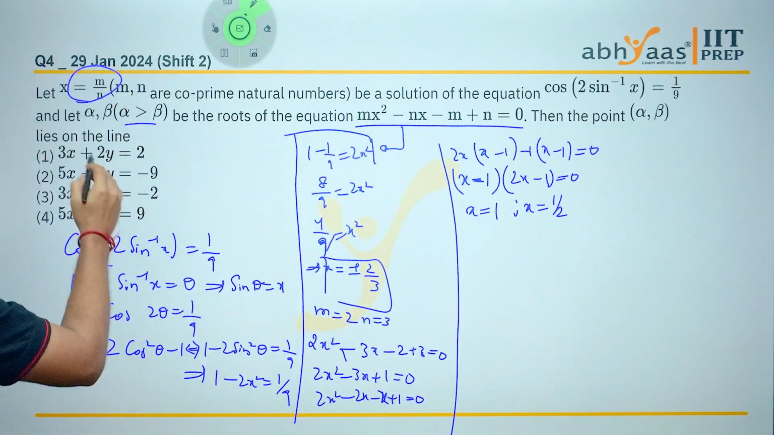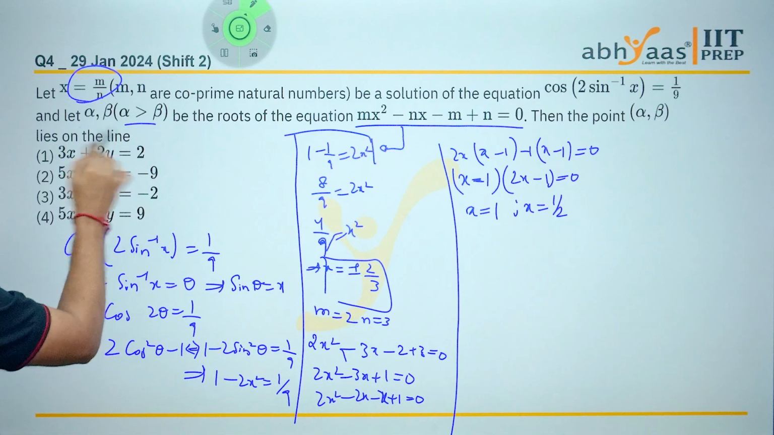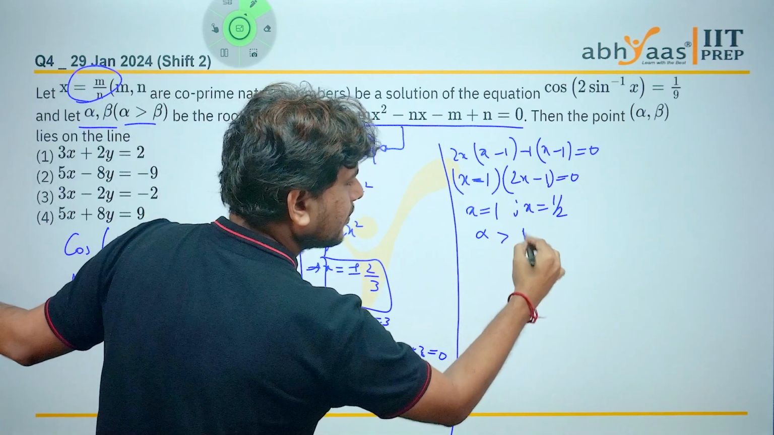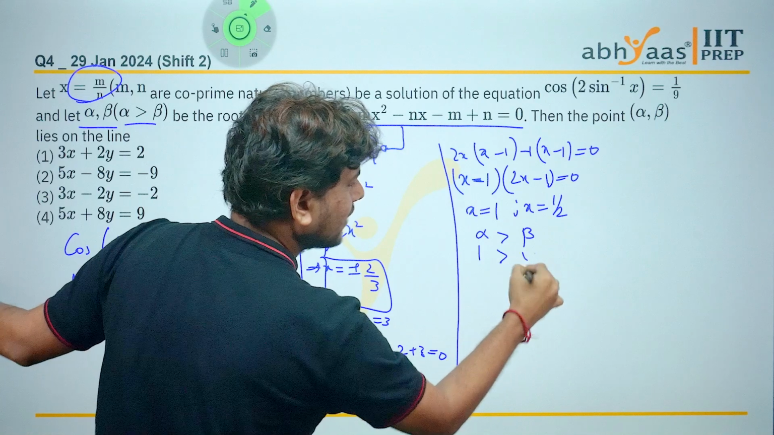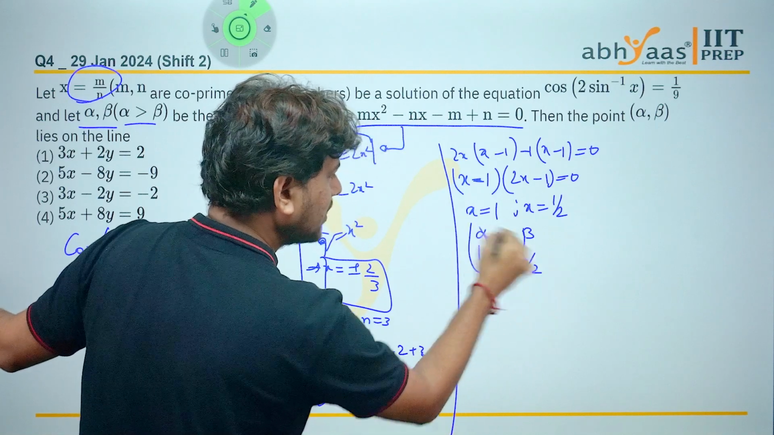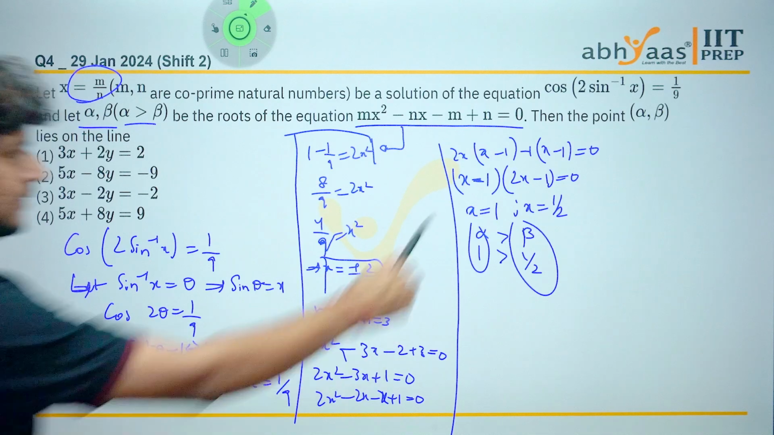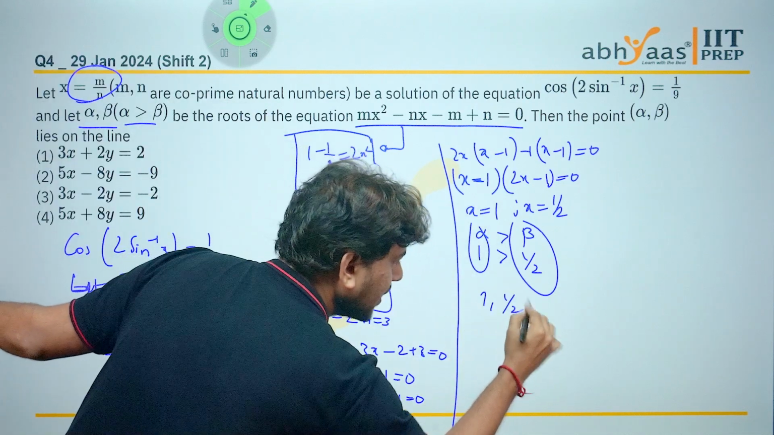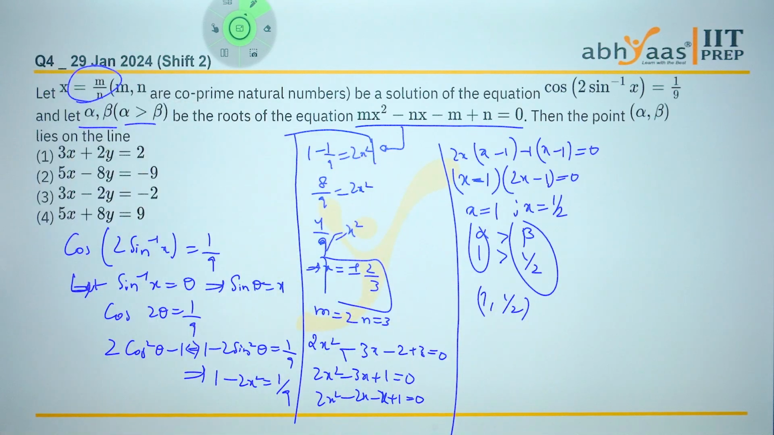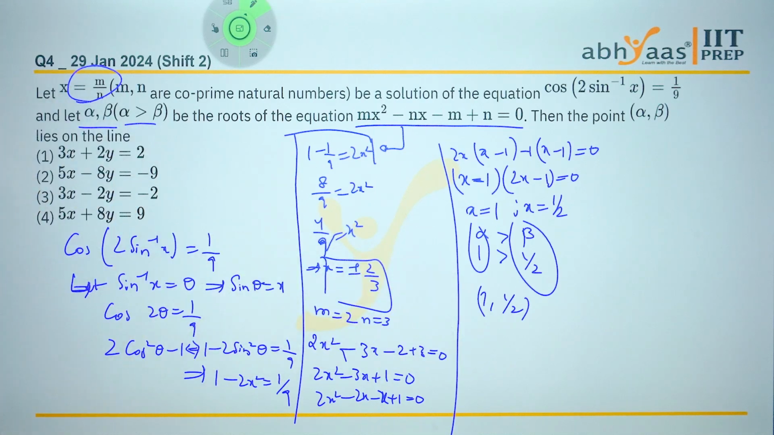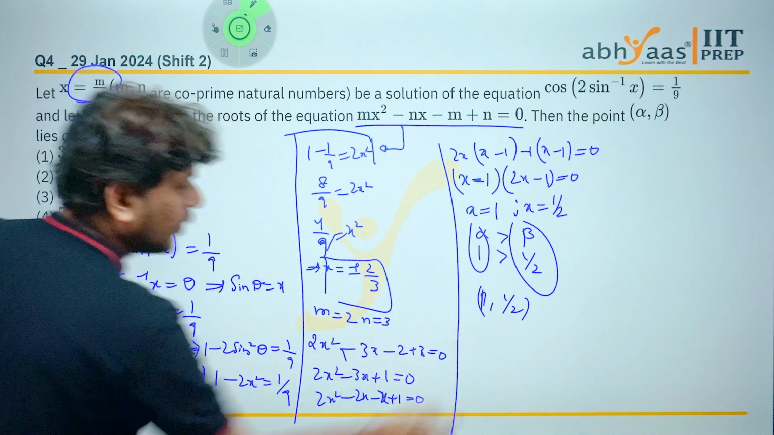Now, given alpha is greater than beta, so 1 is greater than 1 by 2, alpha value 1, beta value 1 by 2. Now we got the point 1 comma 1 by 2, we have to check on which line this point lies.